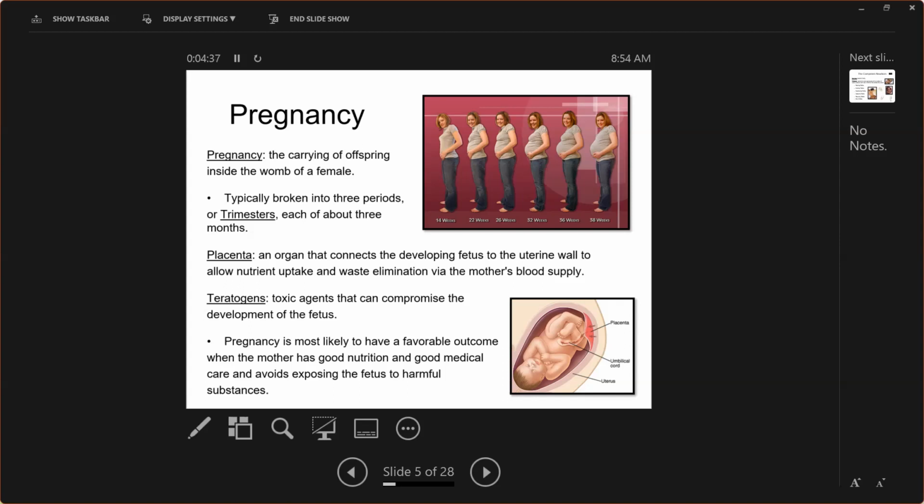Now, there's always the person who does nothing right and has a perfectly healthy baby, and the person who does everything right and doesn't have a healthy baby. But for the most part, when you're taking care of yourself and you're avoiding these things and having good medical care and checkups and ultrasounds to monitor the baby's growth and development, things tend to go in the right direction.